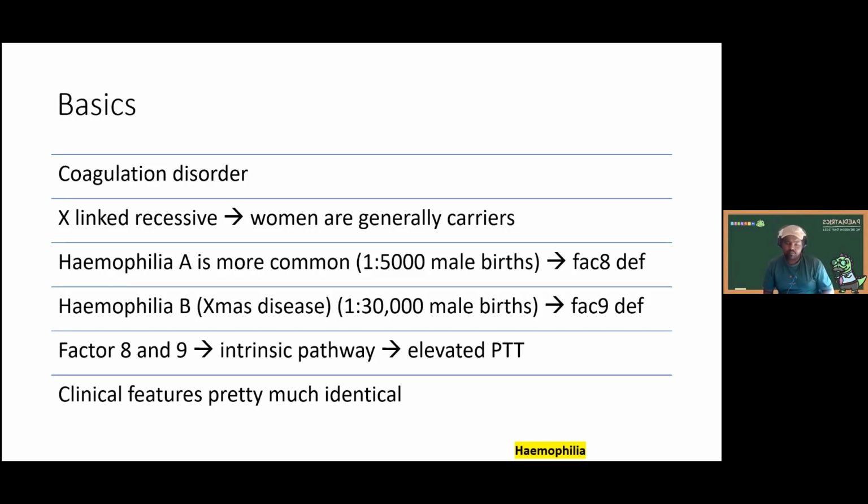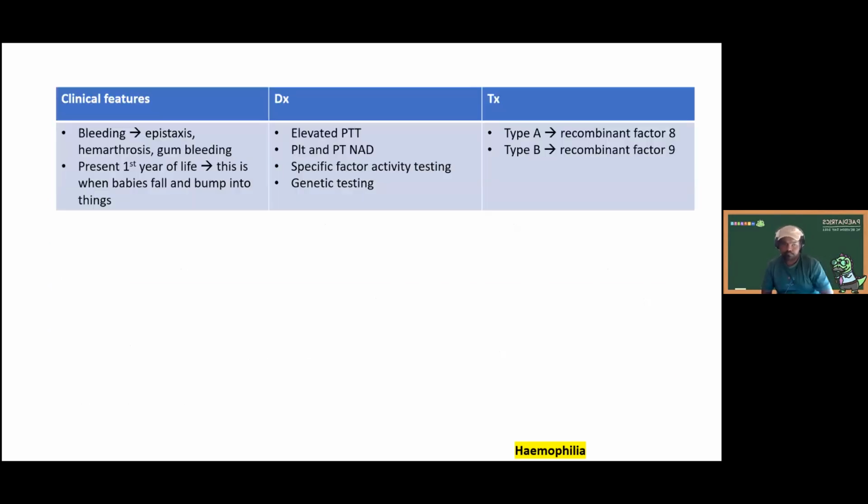And the clinical features of both of them are pretty much identical. So really supporting this would be looking at genetic studies and clotting studies as well. So the clinical feature for this is bleeding. So things like nosebleeds, bleeding into the joints, bleeding of the gums when brushing teeth. And it really presents in the first year of life.